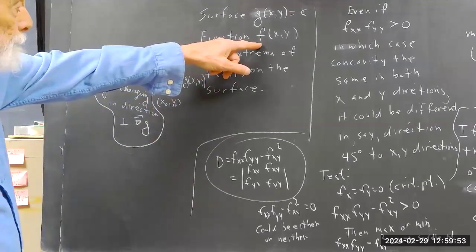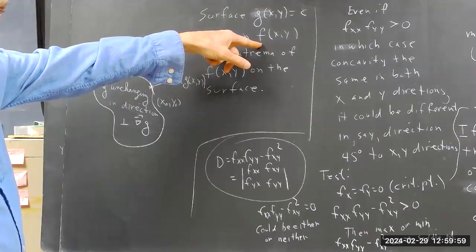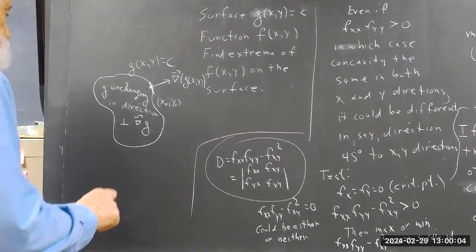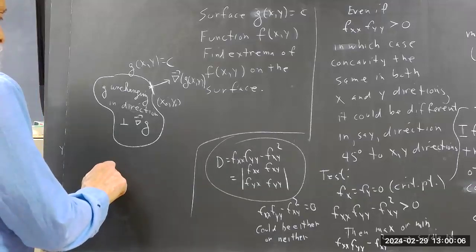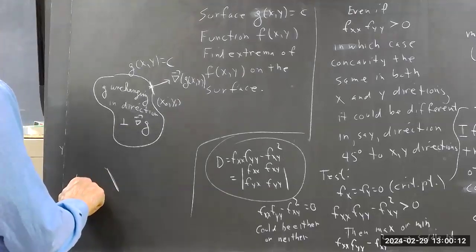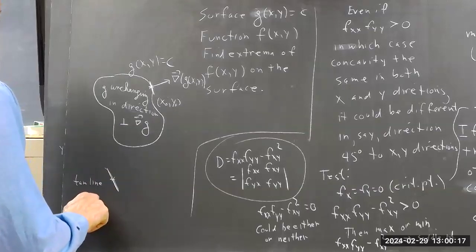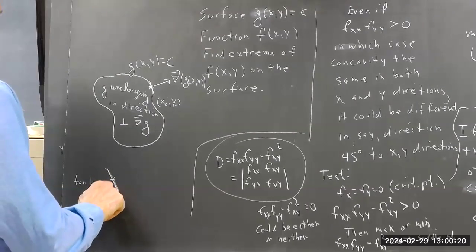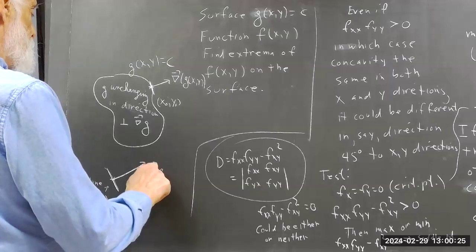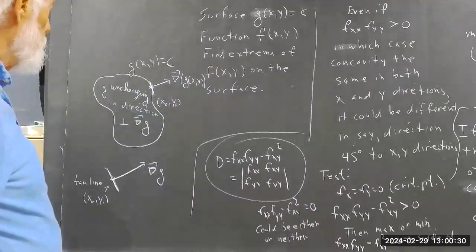Now, f also has a gradient. So if we look at the gradient of f, let's just isolate this little part of the curve here with this tangent line. Here's your tangent line. Here's your point, x naught, y naught. And here's the gradient of g. Now f is some other function unrelated to g.